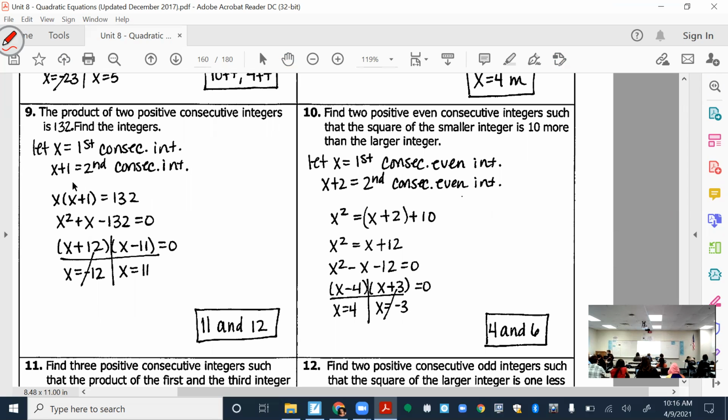Since it says product, what operation is that? When I take the product of something, I am multiplying, so that's what we did here. Distribute that x to both numbers. x times x is x squared, x times 1 is 1x. They also subtracted the 132 from each side to get this equal to 0 so they could keep solving.